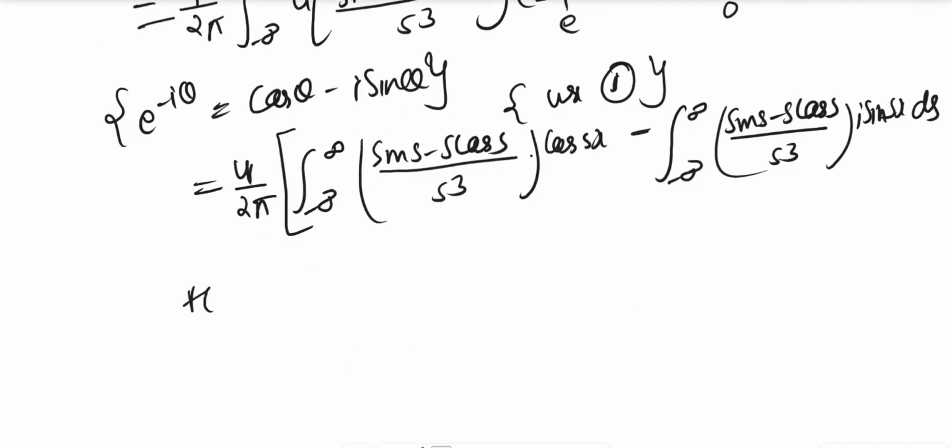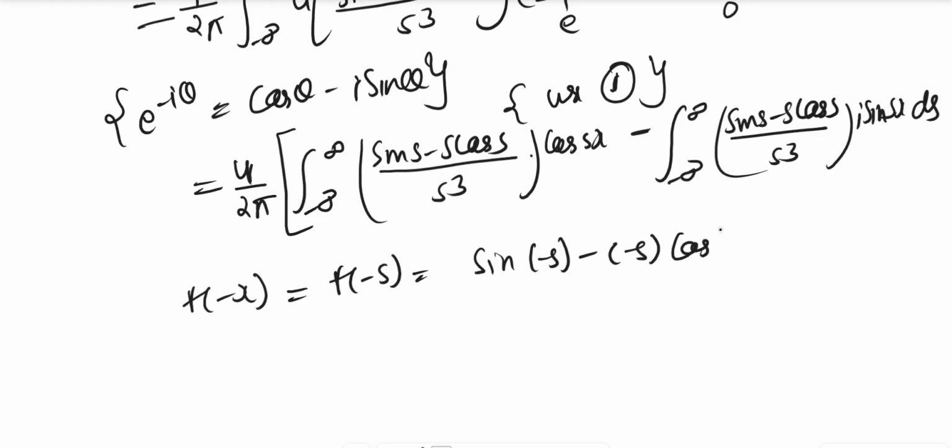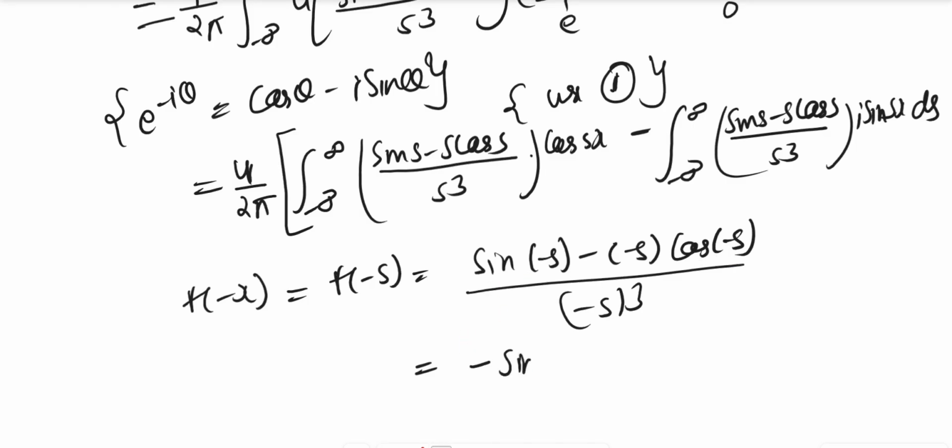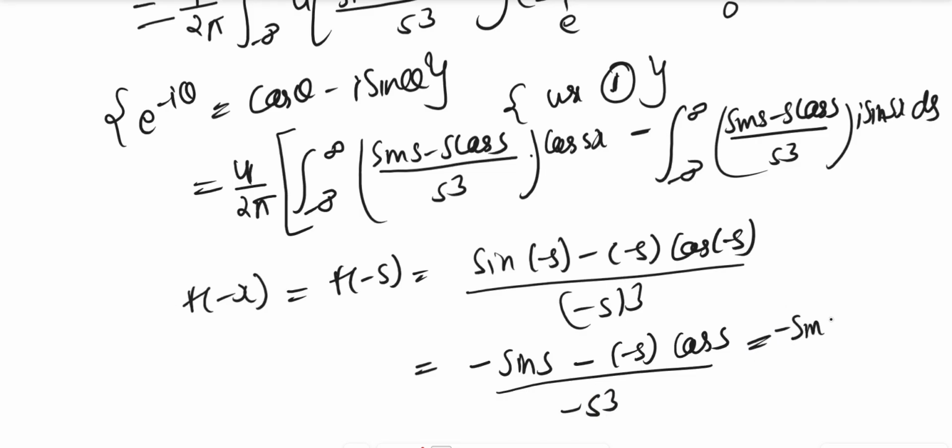So we need to find f of minus x. Since this is in terms of s, we will take f of minus s. Now it is sin minus s minus s cos minus s divided by minus s whole cube. Cos is even, and sin is odd, so it is minus sin s minus s cos s divided by s cube. Odd power, so minus will remain. Now it is minus sin s plus s cos s divided by minus s cube.